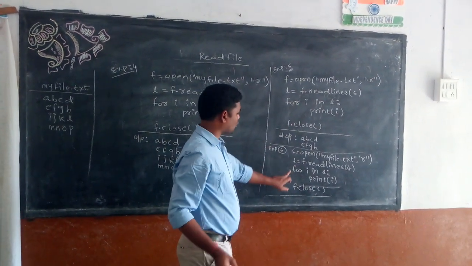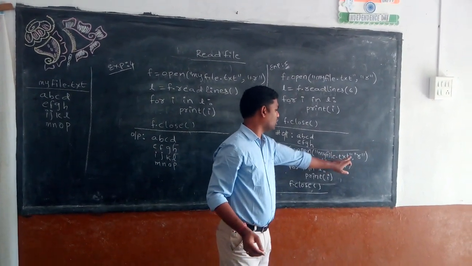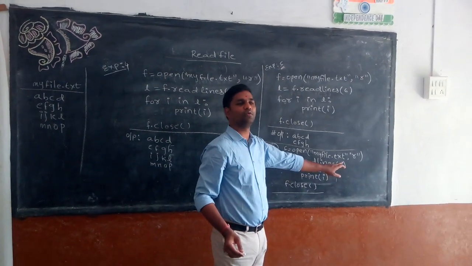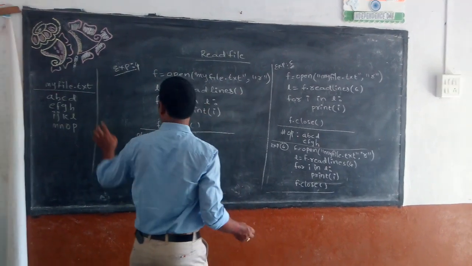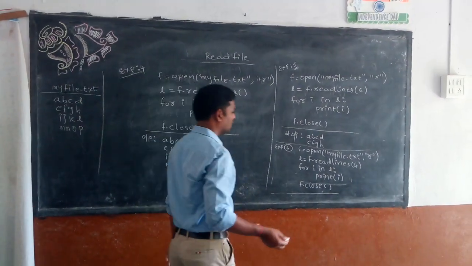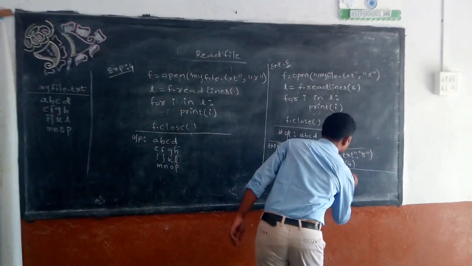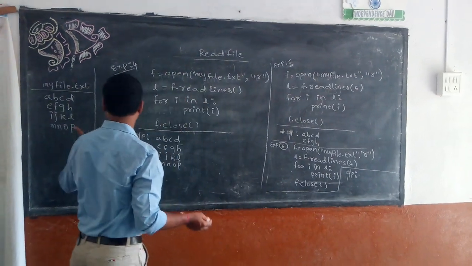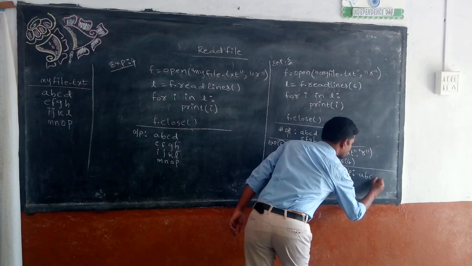Whenever I execute this code, what will happen? I say f opens my file.txt in the read mode, and L is equal to readlines(4). I want to read only 4 bytes. That means the first 4 characters. 4 bytes in the sense 4 characters. So the output of this code will be 4 characters. That means it will iterate only one line, because the first line contains the 4 characters. It will iterate only one line. So I will get output as A, B, C, D only.